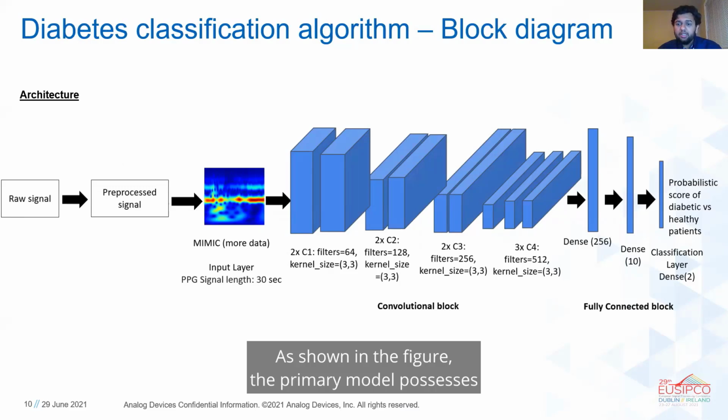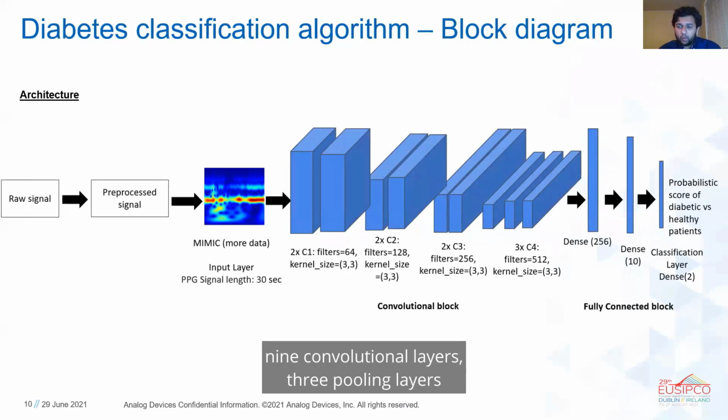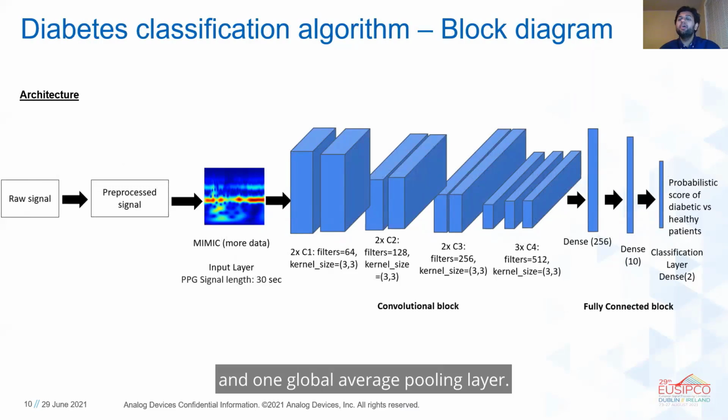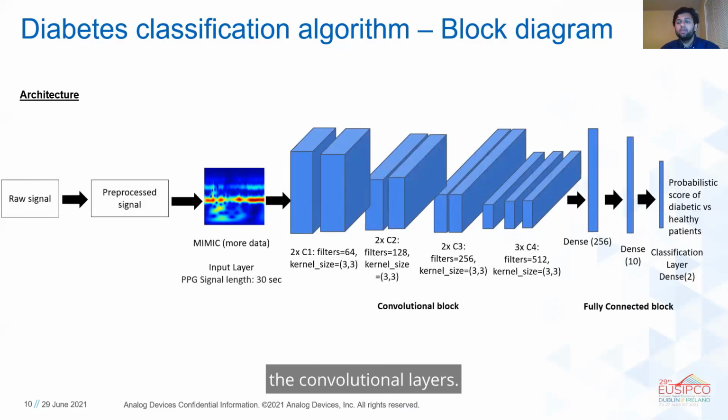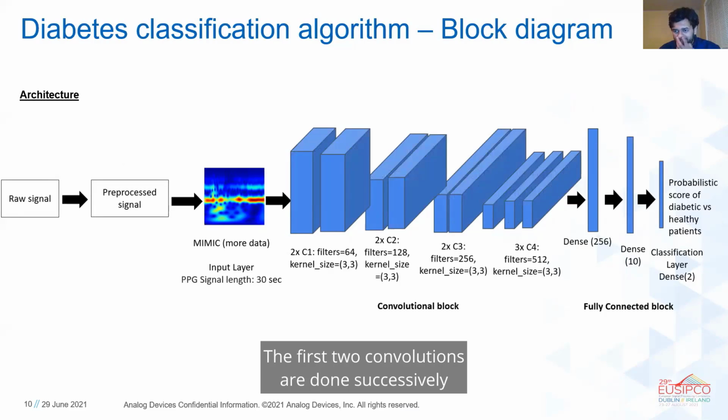As shown in the figure, the primary model possesses 9 convolutional layers, 3 pooling layers, and 1 global average pooling layer. The same kernel size of 3 cross 3 was used for all the convolutional layers. The first two convolutions are done successively in the following way, where 64 3 cross 3 filters are passed on to the input feed. Pooling is also done for this layer.